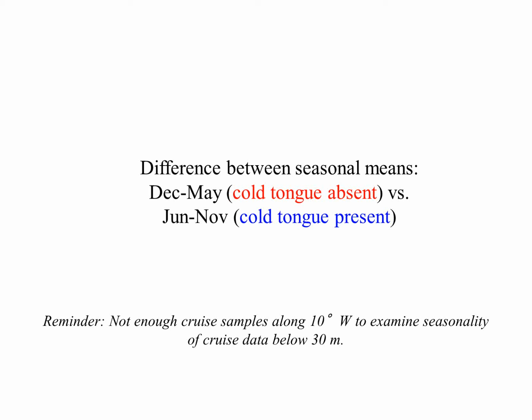But the other thing to remind you of is that there are not enough cruise samples along 10 west to examine the seasonality below 30 meters. We can certainly do it from the drifter data, the model, and the moored data, so I'm going to do that, but there's not enough data to do it from the cruises.